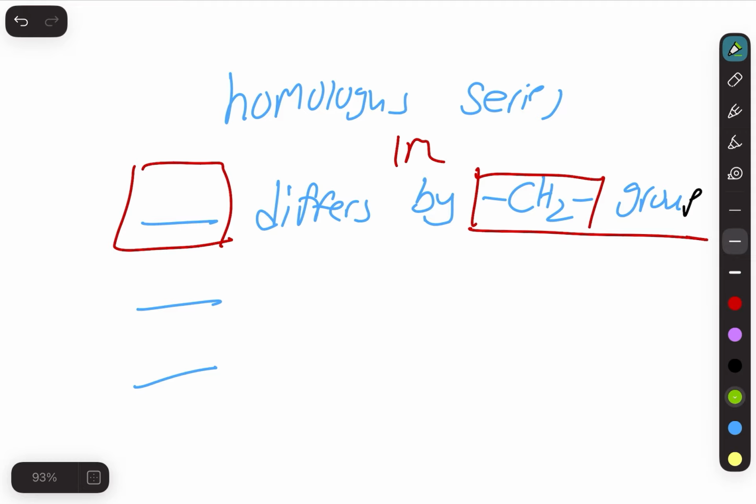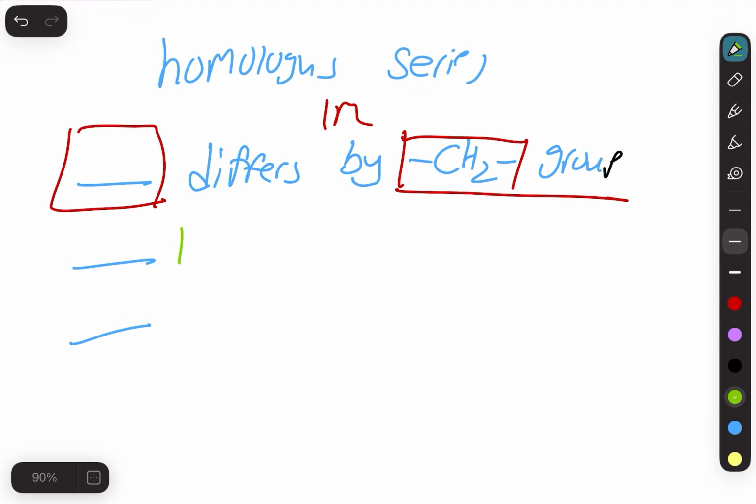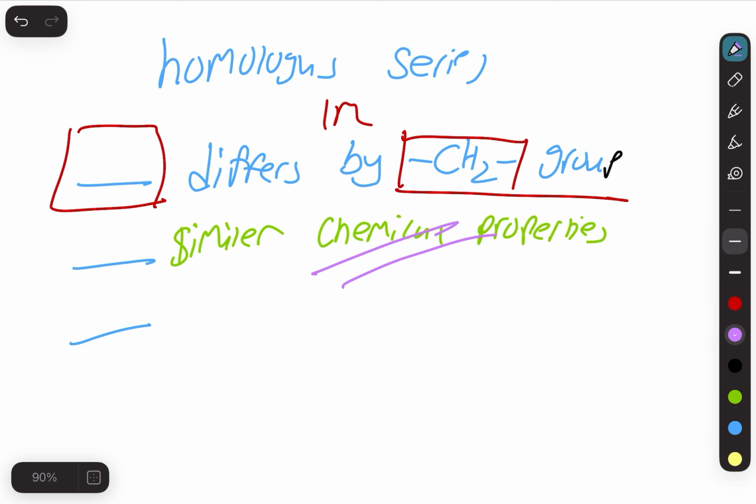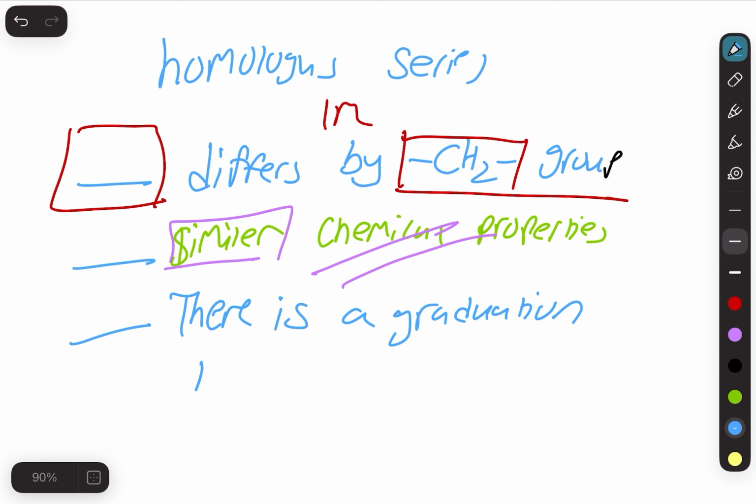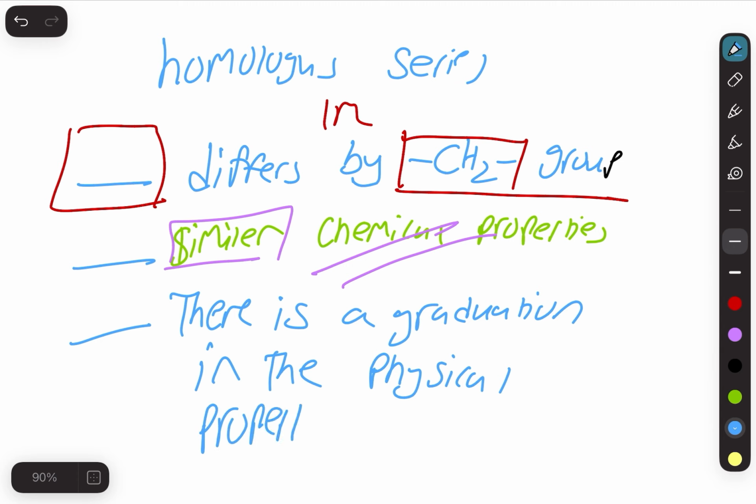Okay, next, they have similar chemical properties. This is also granted another mark because it has similar chemical properties. And last but not least, there is a gradation in the physical property. Alright, this is the answer, okay? So just memorize this, okay?